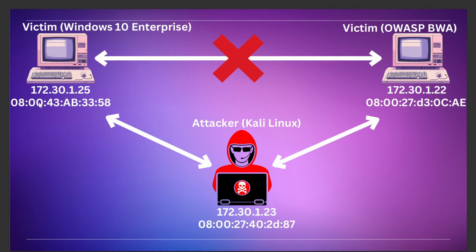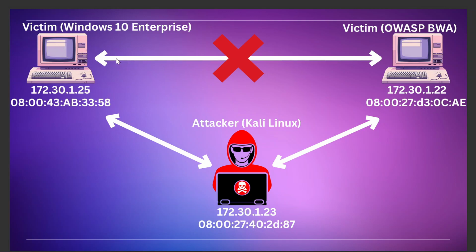That means here will no longer be 080043AB 3358. It will now be 0802740 2D87, and also that of the OWASP BWA vulnerable machine will no longer be 080027D30CAE. It will now be the MAC address of the attacker's machine, that is 0802740 2D87. So the intercept tool poisons the ARP cache or ARP table of its victims, that is these 2 machines here.